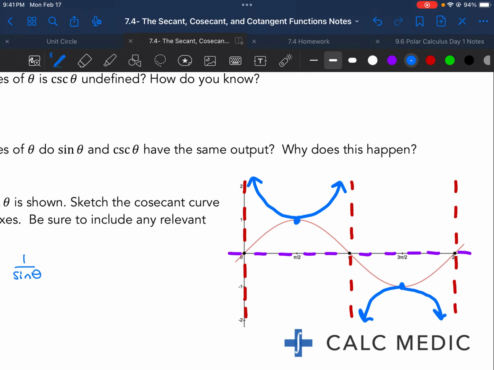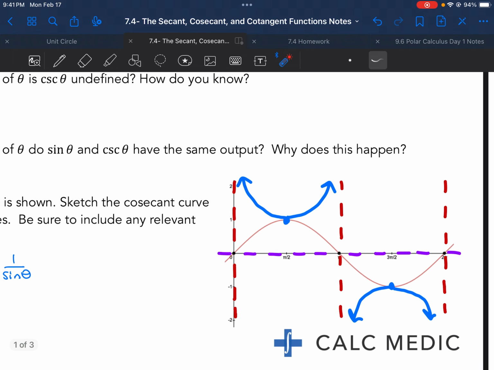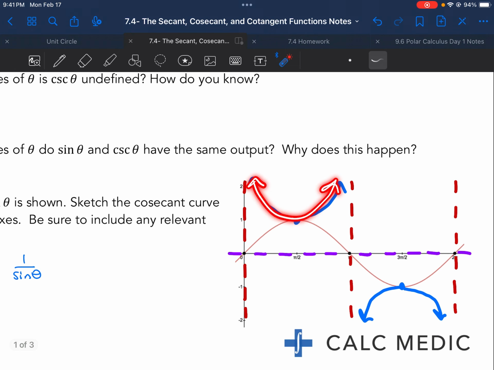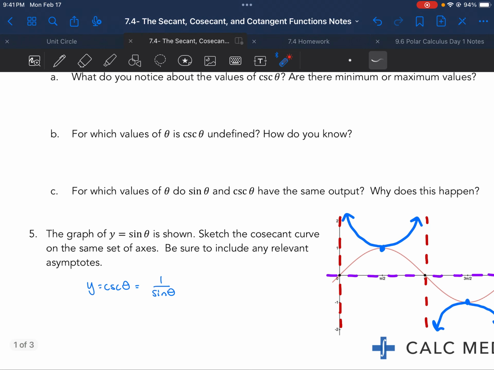If you were to go to Desmos, and I can't show this unfortunately because if I try to leave good notes, it'll automatically stop the recording here, but if you go to Desmos and type in y equals cosecant of x, you'd have to use x in Desmos, this is what you would see. Now it's not going to show you the asymptotes, but this is the graph that it would produce. So again, if I wanted to graph y equals cosecant of theta, all I would do is take its reciprocal, sine of theta.